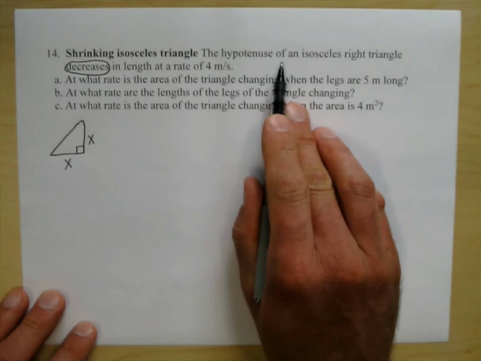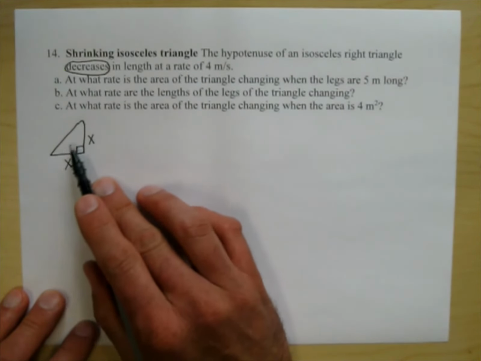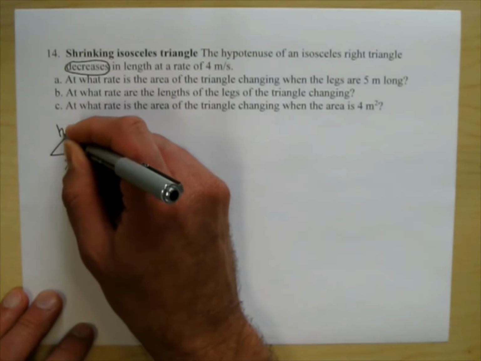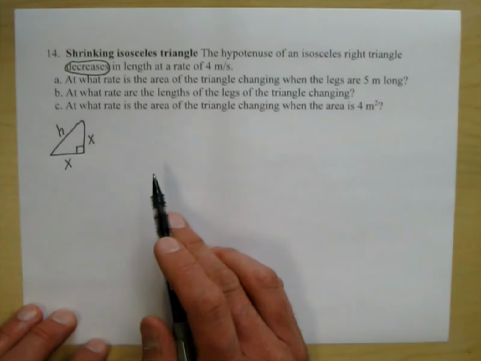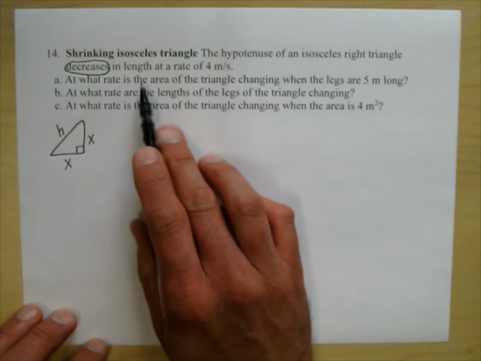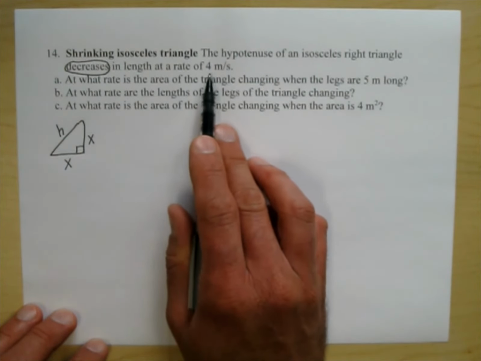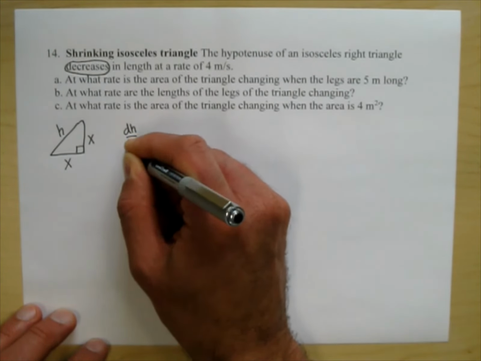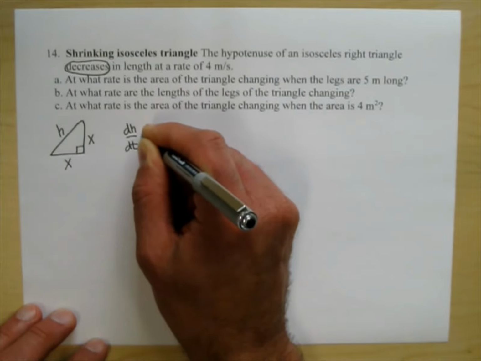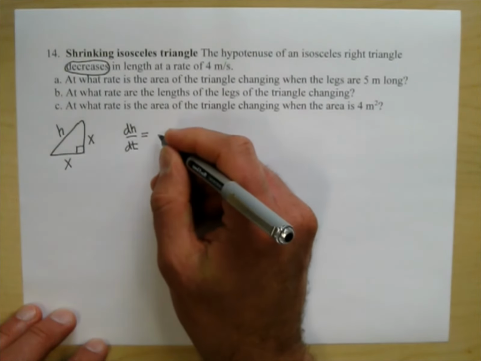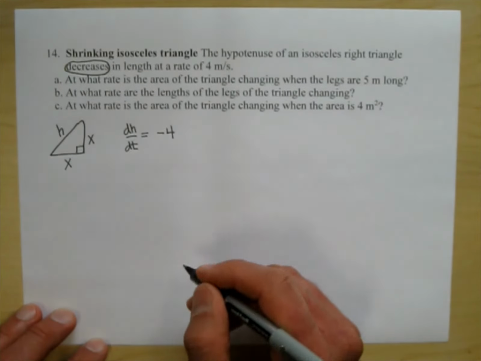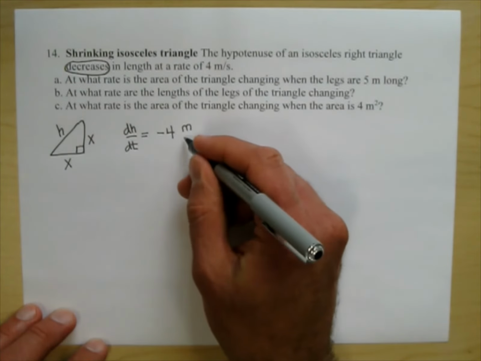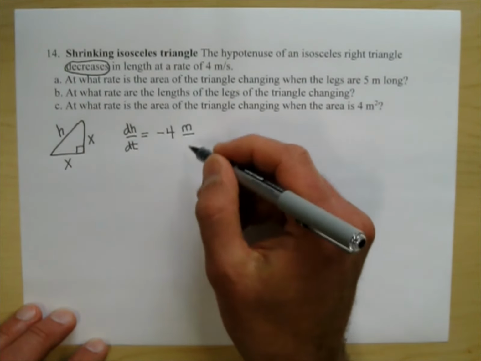It says the hypotenuse. So we have many choices in terms of letters that we can use. I'll just use an H, though I can see you using like a Z or something else. And it says the hypotenuse decreases in length at a rate of 4 meters per second. So this is a rate of change. This is saying dH/dt. And we have to be careful because it says decreases, so I'm going to write minus 4 meters. That's what the hypotenuse is measured in, per second.